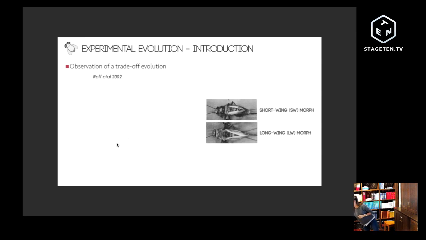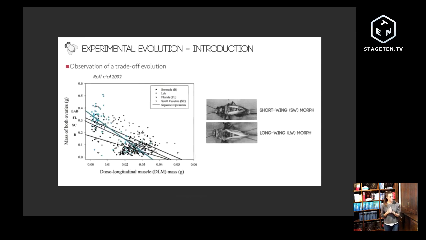And he saw a trade-off evolution between different populations. He compared this trade-off between populations that were sampled from the field, in black, and populations that evolved in the laboratory during 20 years, in blue. And he could identify trade-off evolution with a change in the shape, and a change in the slope and the intercept.